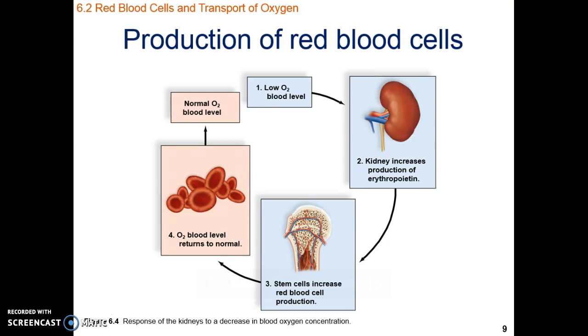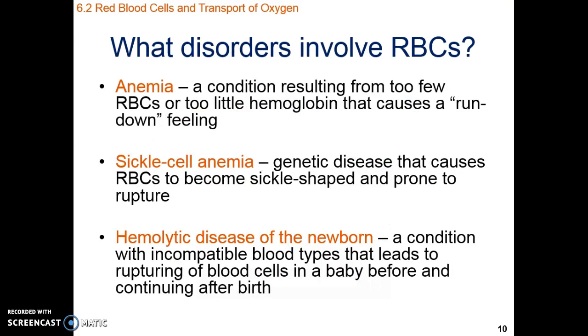Red blood cells only have a lifespan of about 120 days. So they're constantly being destroyed or dying off at low levels. And so the kidneys are constantly going to be producing small amounts of erythropoietin to keep that process going. All right. Some different disorders associated with red blood cells.